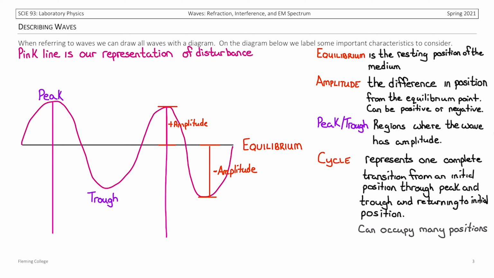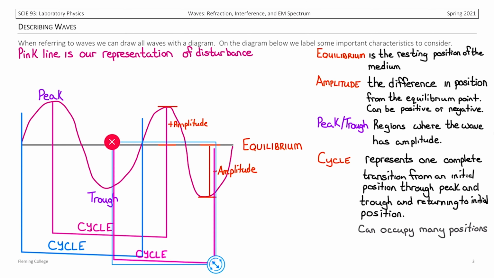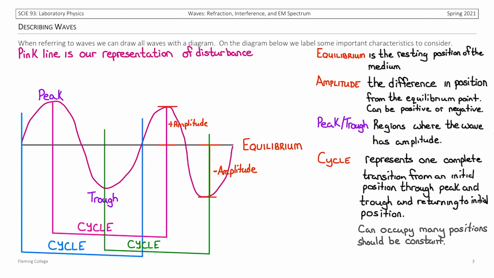This range of one full cycle could occupy several positions. You could see it could be a peak to peak, or it could be from equilibrium going up to the next time it meets equilibrium going up, or it could be from trough to trough. The amount of time it takes for one complete cycle is referred to as the period, and you've seen before that we represent that value as a capital T, and we measure it in seconds.